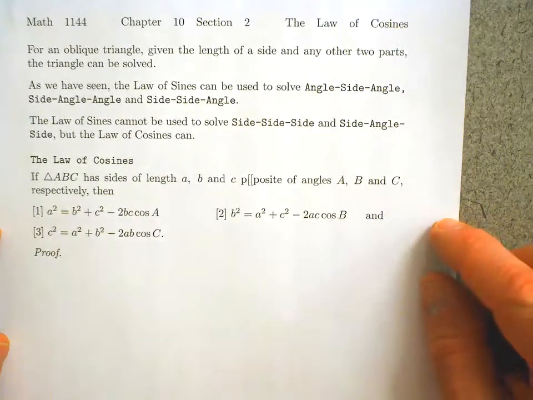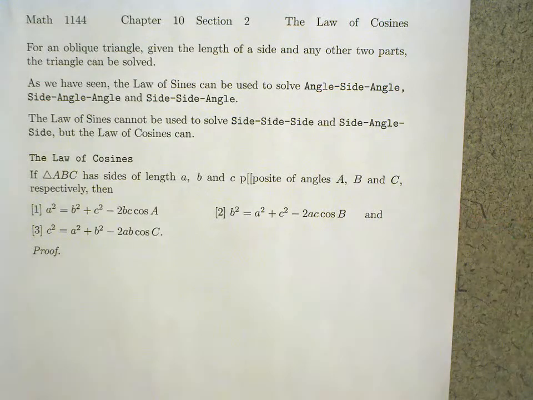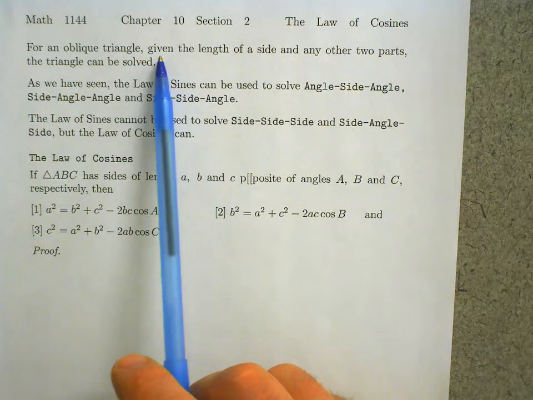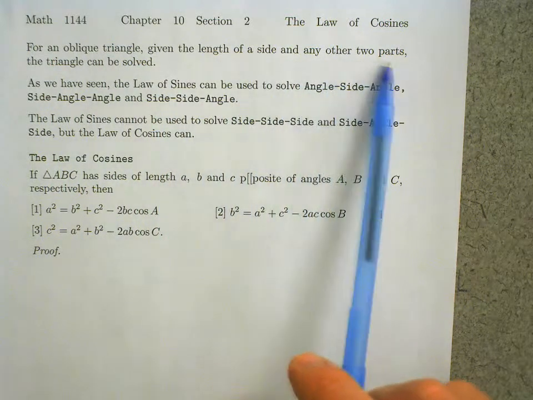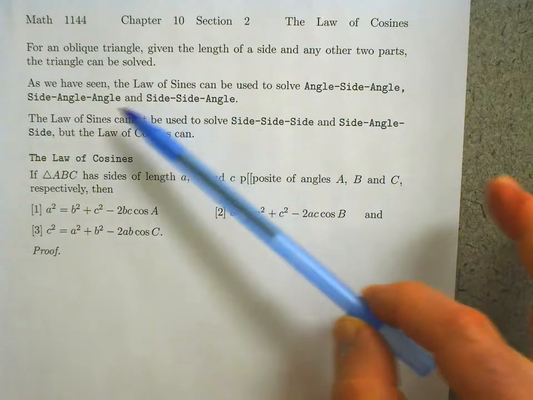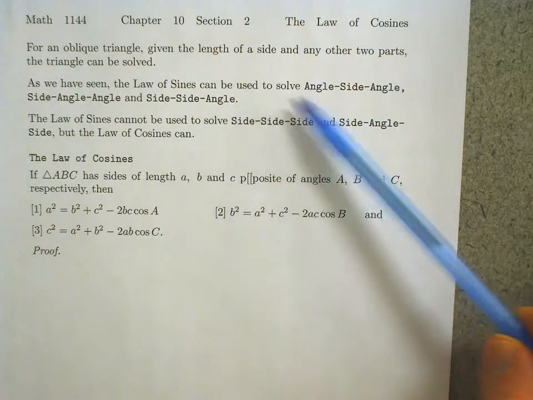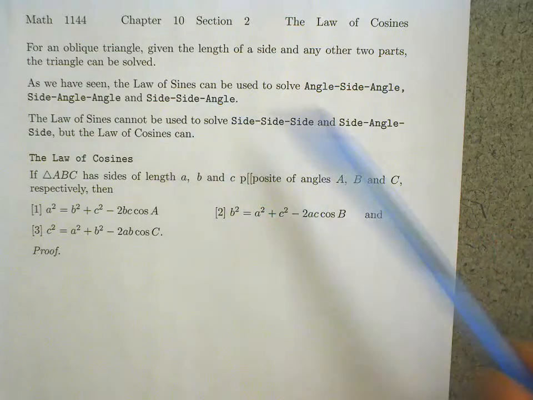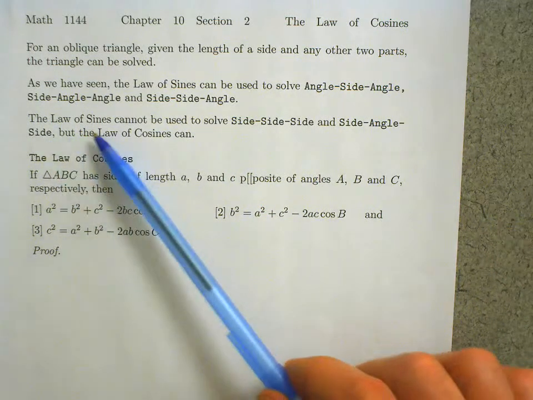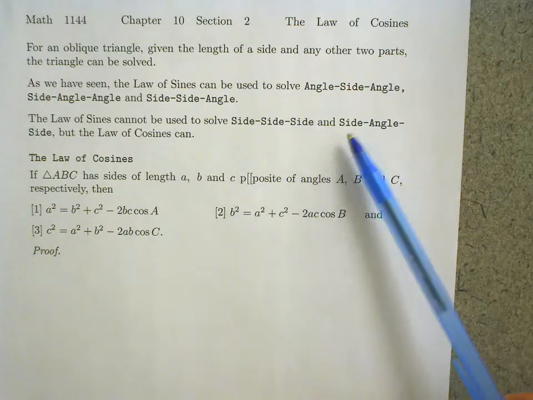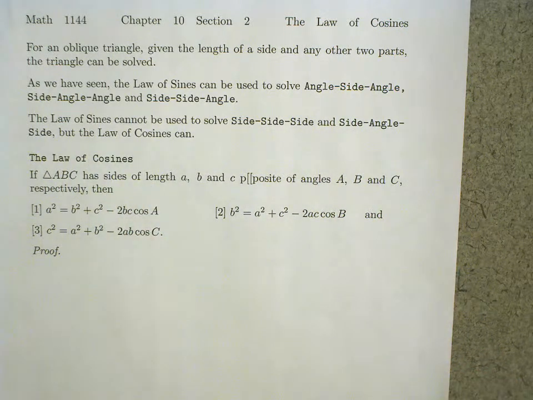Okay, in Chapter 10, Section 2, we discuss the law of cosines. So for an oblique triangle, given the length of a side and any other two parts, the triangle can be solved. As we have seen, the law of sines can be used to solve angle, side, angle, and angle, angle, side. The law of sines cannot be used to solve side, angle, side, but the law of cosines can.